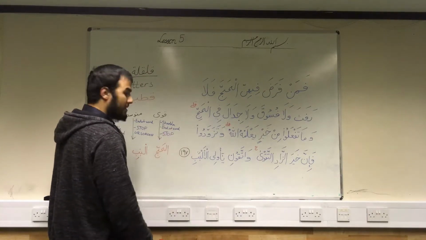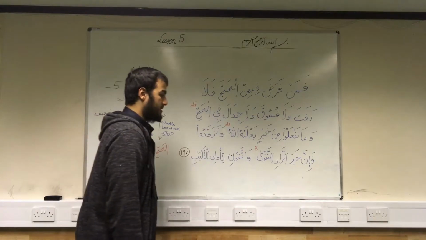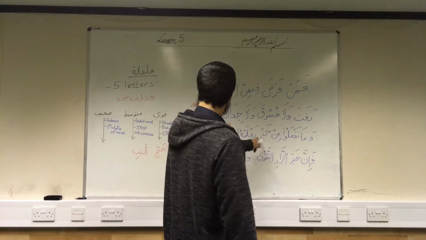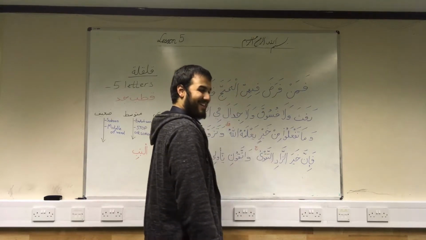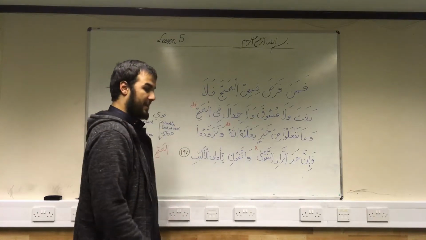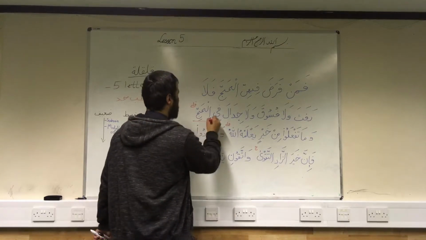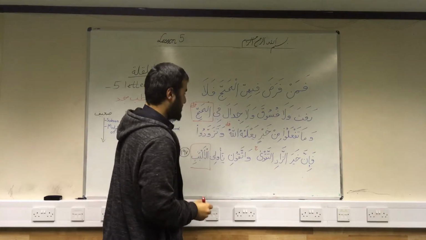Last one, the weak one. خيرا. Where is the sukoon? Oh no, sorry. You need these five. So where is the correct one? We said that this one was correct. And the last one.